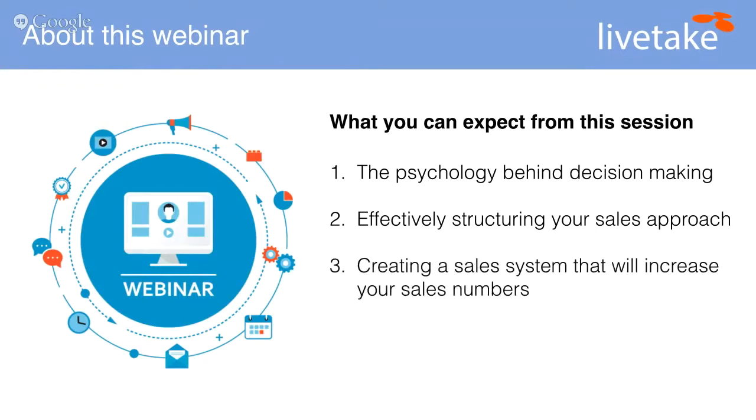And then finally, taking all of 1 and 2 and using that to create a sales system that will help your sales numbers. What I mean by that is something that your sales team can actually use themselves and start modifying themselves to really help them more effectively approach a sales situation in a consumer's home, really specifically.